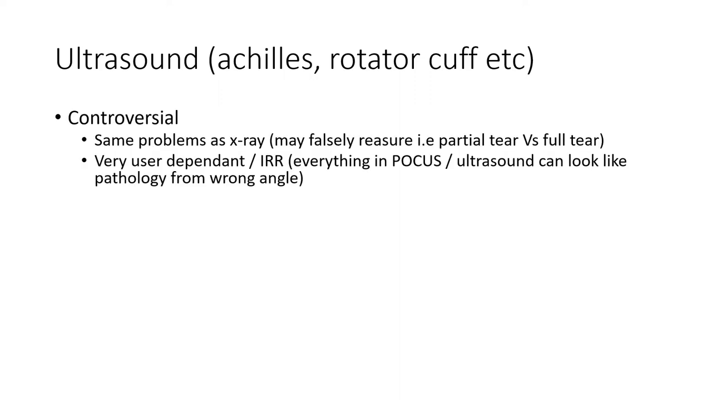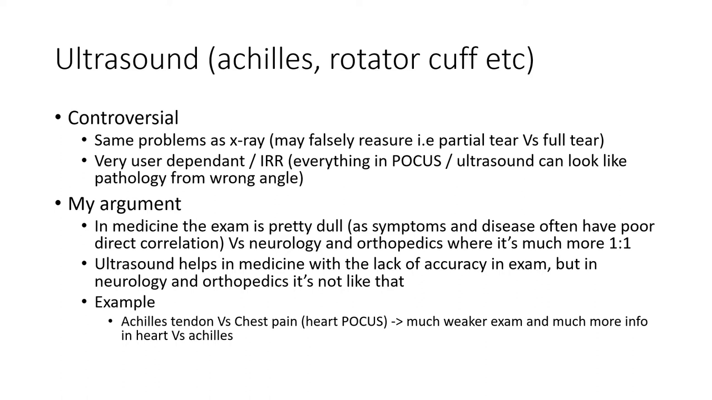Ultrasound is controversial, as I talked to you about in the first part of this lecture. Ultrasound is not a really good thing in musculoskeletal, at least not as good as it is in medicine. And as I philosophize in my own way, it might be because the medical exam in medicine is quite a dull instrument with a low sensitivity and specificity and a high inter-rater reliability problem, people cannot agree, and there's a lot of expertise that goes into it. Therefore the ultrasound is much more useful there. But in orthopedics it's much more one-to-one. If I examine anatomically correctly, then the exam is much more valuable, and there's not such a gap to fill.